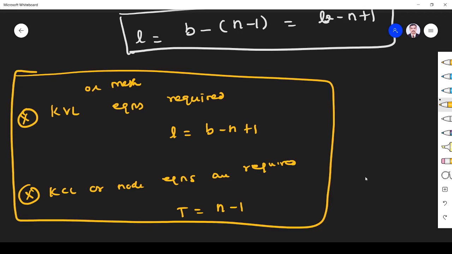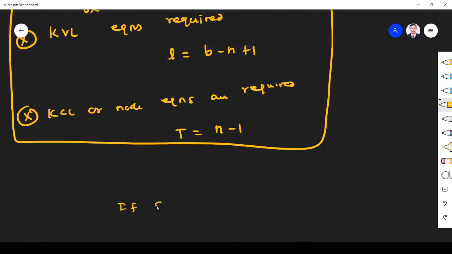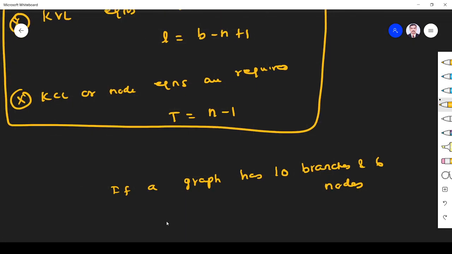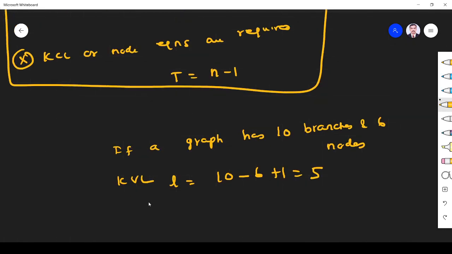Suppose they ask a question like this: if a graph has 10 branches and 6 nodes, find the number of KVL and KCL equations, or mesh or node equations. What is the number of KVL equations? It is based on links. So branches is 10, minus nodes 6, plus 1. So this is 5. This is the KVL or mesh equation count. What about KCL equations? KCL equation is nothing but twigs, which is equal to n minus 1. That is also fine. In that way, we can solve the problem.